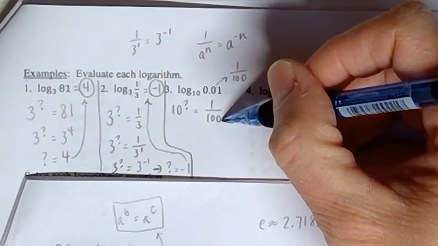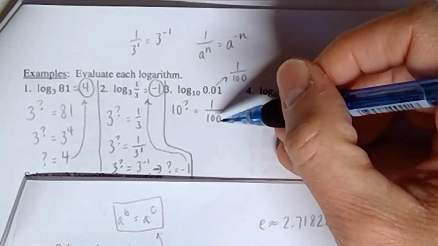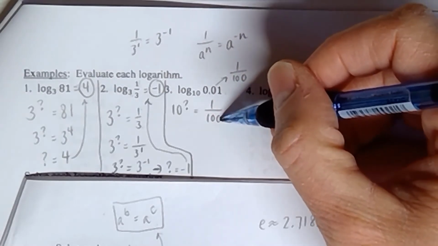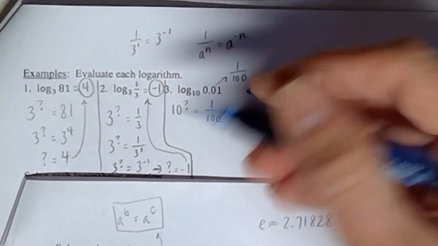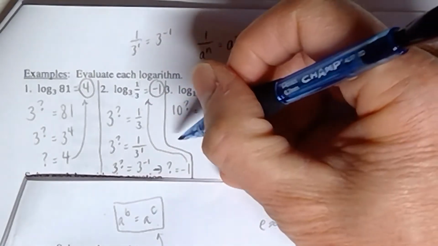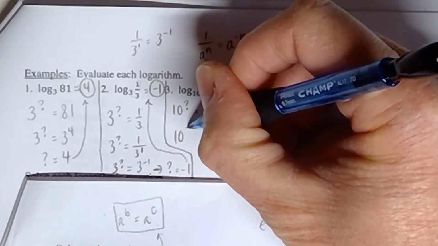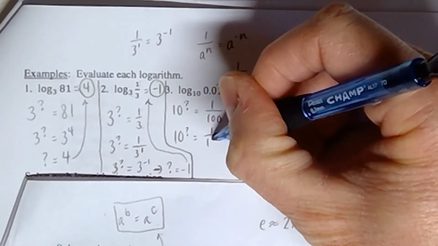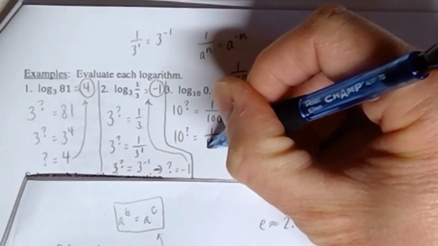Just like in the last problem, if you've got 1 over a fraction here, the easiest way to do this is to take the bottom part and give that a common base of 10. And then we'll do that thing with the negative exponent like we did in the last problem. I'll show you that again. So we have 10 to the question mark is equal to 1 over 10 to the second.